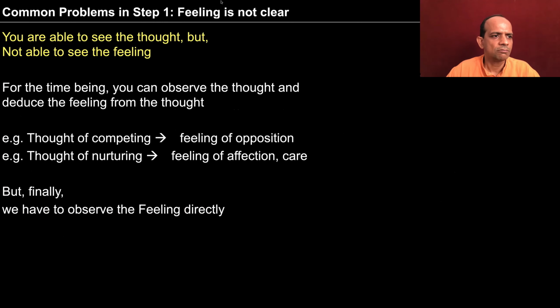The second problem that one can feel is that you are able to see the thought but not able to see the feeling. For the time being, you can observe the thought and then deduce the feeling from that particular thought. Let's say in your imagination, you are arguing with somebody, isn't it? And you might be arguing for minutes together, hours together, struggling within yourself with the other person. And it may be the case that you're not able to come out of it. You keep on doing this time and again.